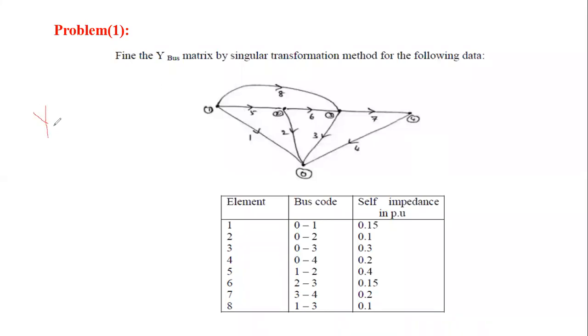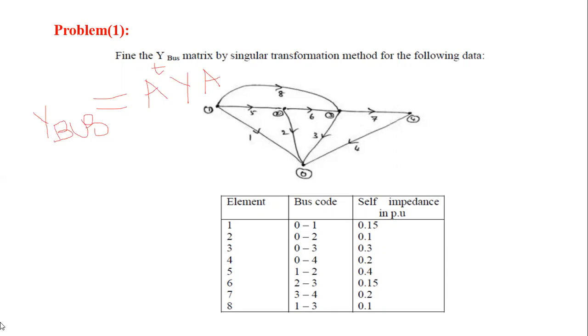There are different formulas for finding the Y matrix: the bus matrix and the loop matrix. First, coming to the Y bus matrix, the formula is A transpose into Y into A. This is the formula for determining the Y bus matrix by using the singular transformation.